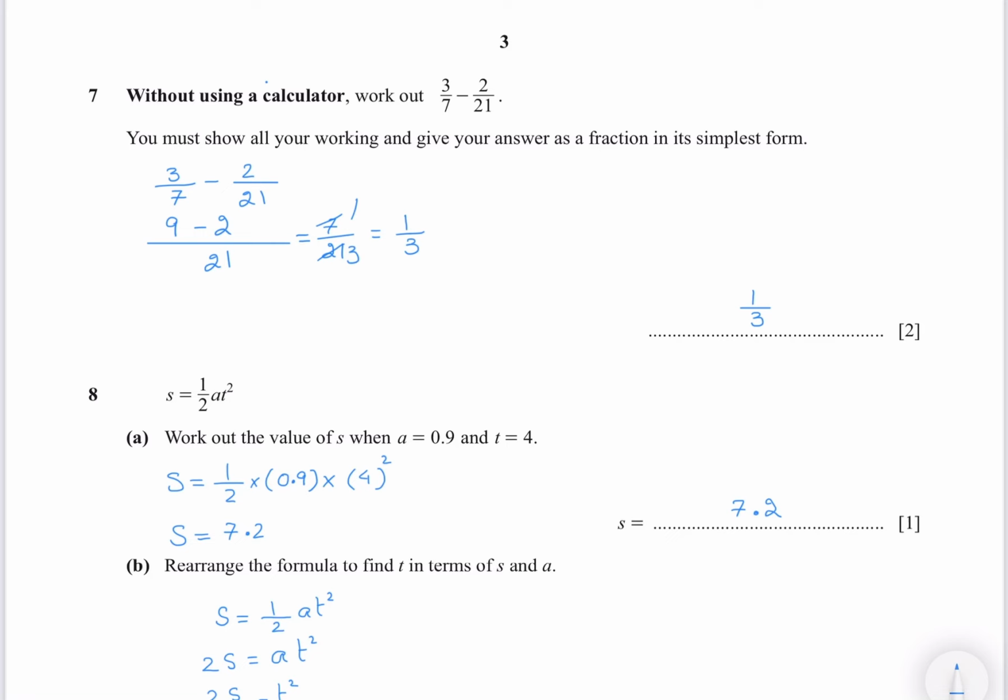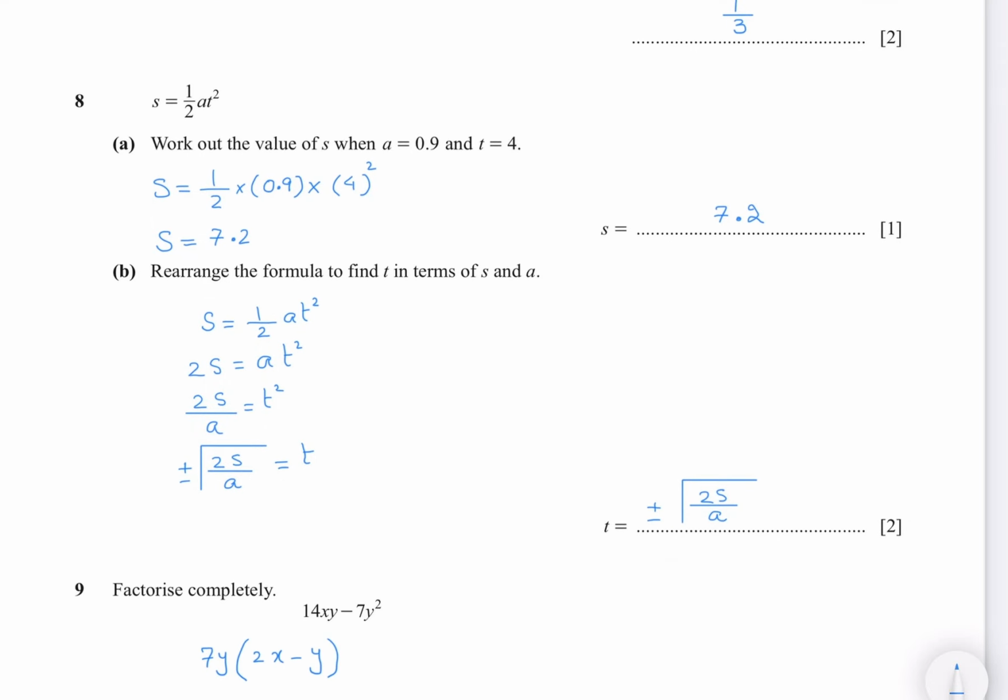So 3 over 7 minus 2 over 21. So 21 is your LCM. So 7 times 3 is 21. So that 3 would multiply the numerator 3. So it becomes 9 minus, 21 is 21, so 1 times 2 is 2. So 9 minus 2 is 7. 7 over 21, which is 1 over 3. It is the simplified form.